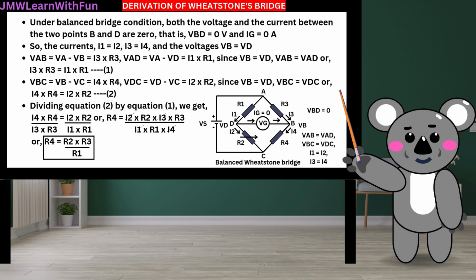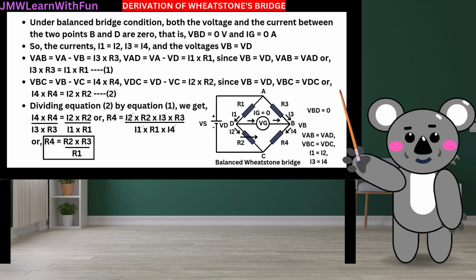VBC equal to VB minus VC, equal to I4 multiplied by R4. VDC equal to VD minus VC, equal to I2 multiplied by R2. Since VB equal to VD, VBC equal to VDC or I4 multiplied by R4 equal to I2 multiplied by R2, this is equation 2.